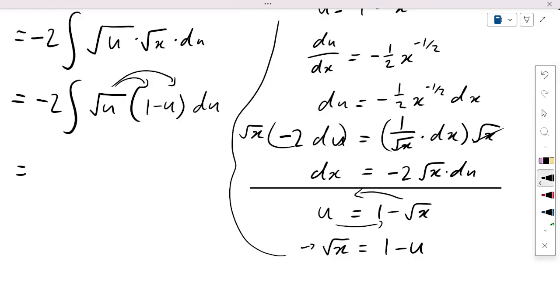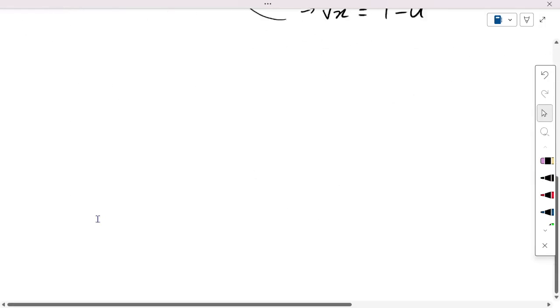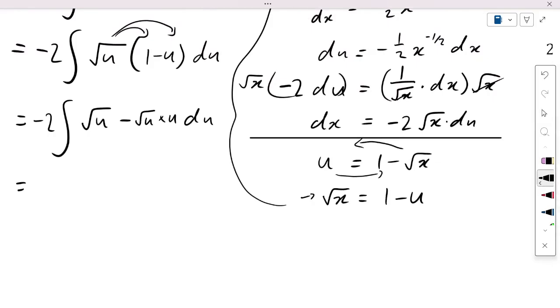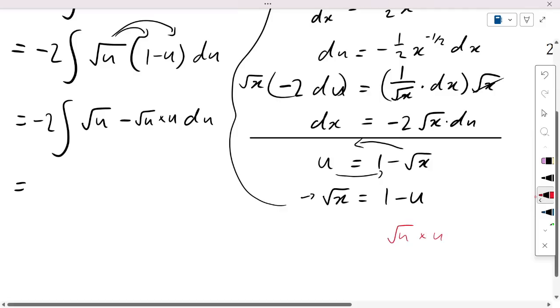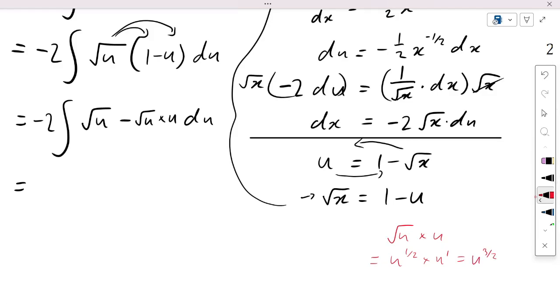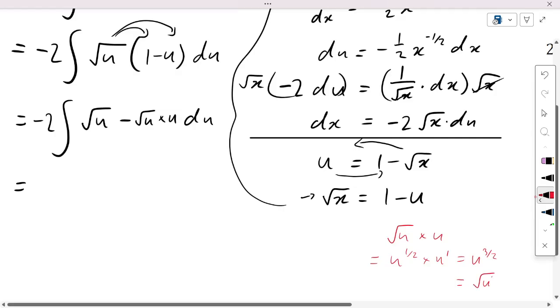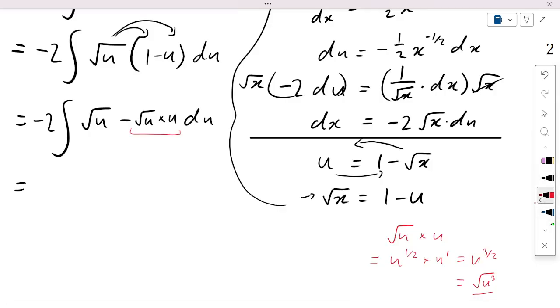negative 2. Let me just write this a little bit compressed like this. It's going to be root u minus root u multiplied by u with respect to u. Okay, and then over here we can just write this. Remember, this is exponent laws, so we can write it like this. It's root u multiplied by u, where we can write this root u as u to the power of a half multiplied by u to the power of 1, which is equal to u to the power of 3 over 2, which is equal to root u to the power of 3.